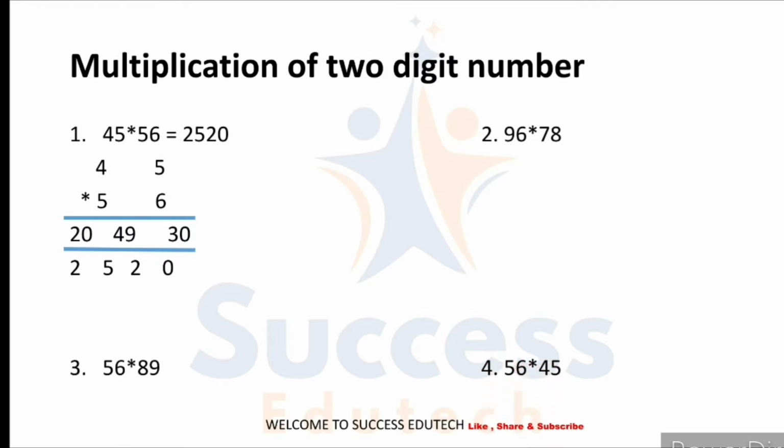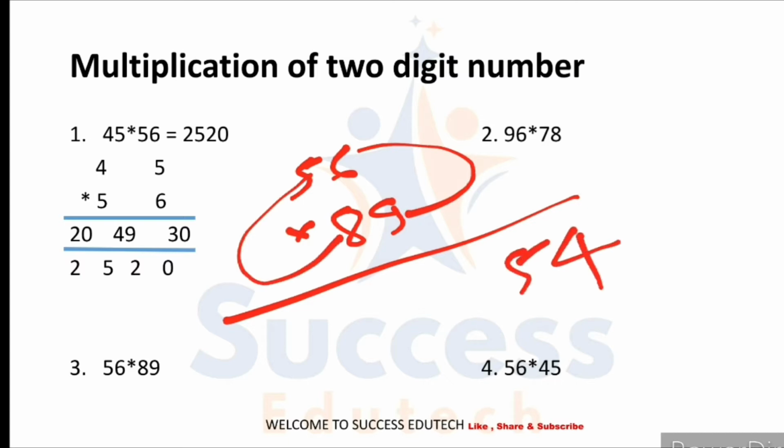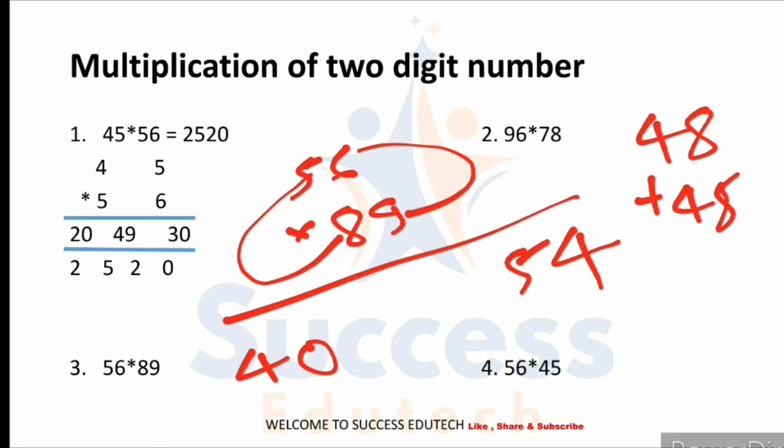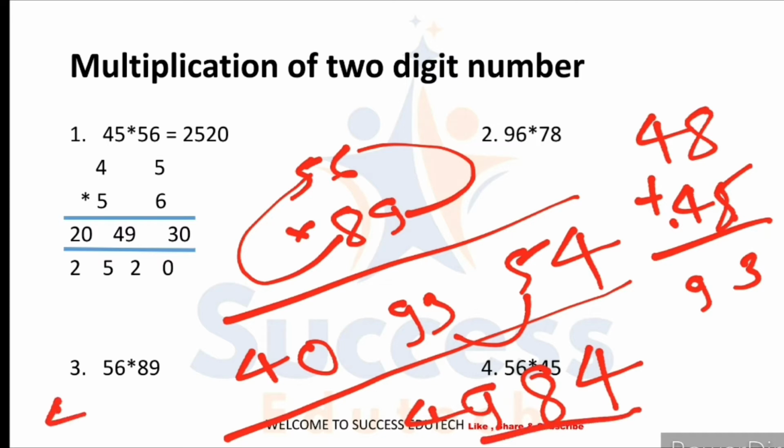Now solve this one: 56 multiplied by 89. I am writing 56 multiplied by 89. 9 6s are 54. 8 5s are 40. Now 8 6s are 48, 48 plus 9 5s are 45, we get 93. I am writing 93 in the middle. Then carry one digit at the last, 4. This 5 becomes 93 plus 5, 98. 98 means 9 again carry, 49. 49, 84. This is our answer, 4984.